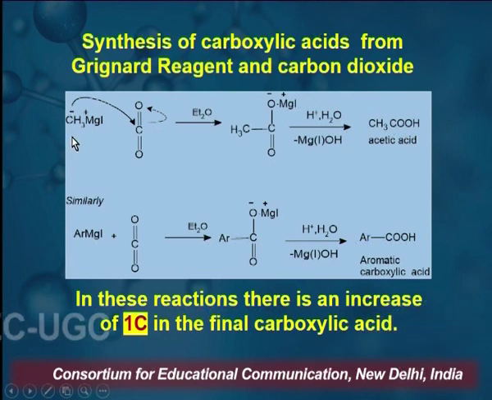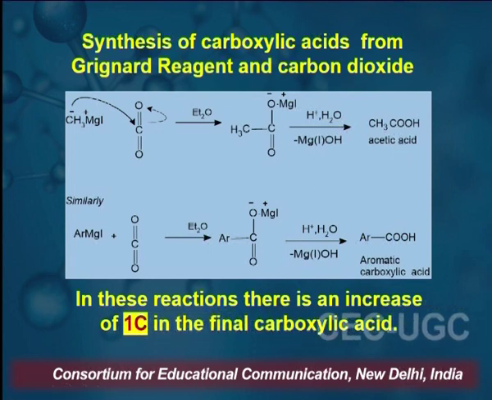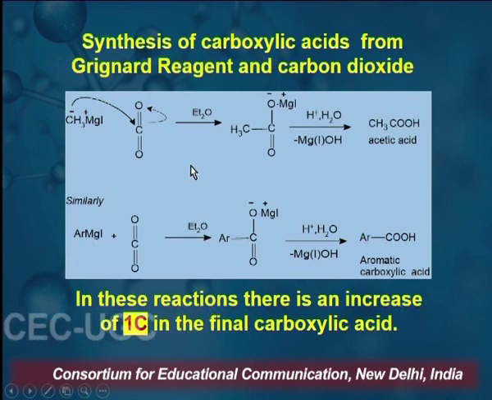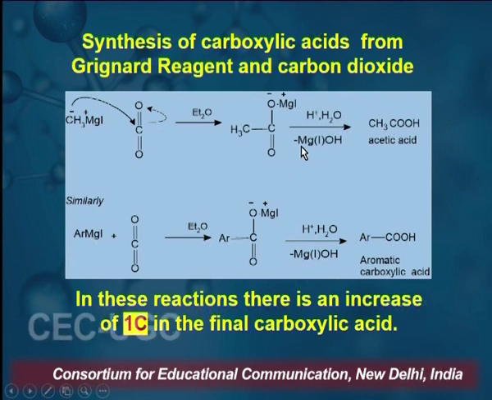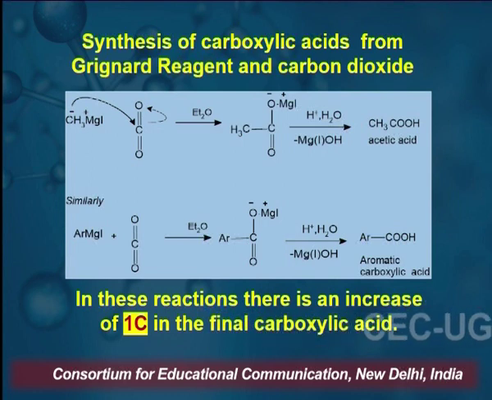Say we want to synthesize butanoic acid. So, the Grignard reagent will be propyl magnesium iodide or propyl magnesium halide. The end product will have the 4 carbon system, that is butanoic acid. Similarly, if we take aryl magnesium iodide, it will result in the formation of aryl carboxylic acid. In case of phenyl, it will result in the formation of benzoic acid. So, remember this thing: there is always an increase of one carbon atom from the Grignard reagent.